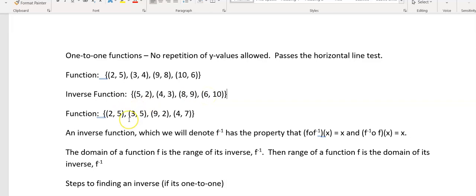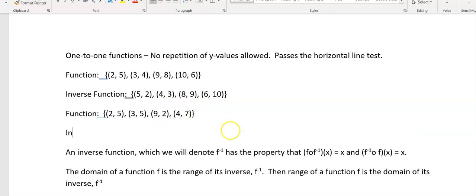All right, but let's look at the second one that I've got here. We've got a function: (2, 5), (3, 5), (9, 2), and (4, 7). And if we look at the x values, 2, 3, 9, and 4, they're all distinct, so it is a function. But let's do the inverse, and you'll notice that I'm not going to write the word function. It's an inverse, but it's not a function, as we will see. Let's switch our values just like we did for the first one: (5, 2), (5, 3), (2, 9), (7, 4).